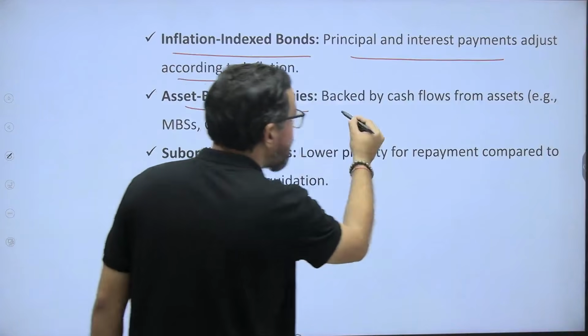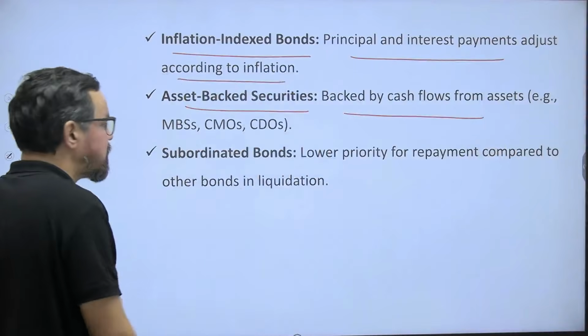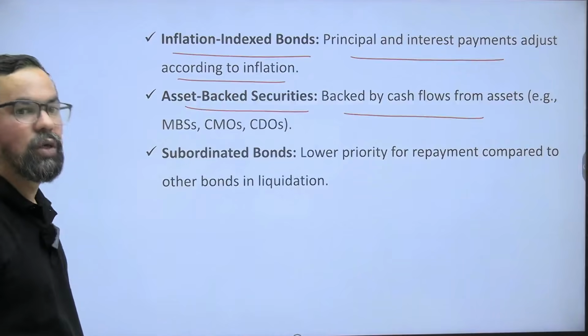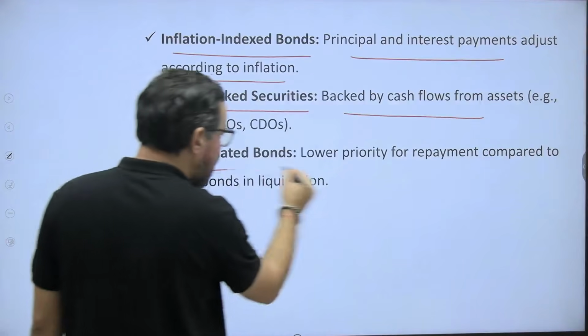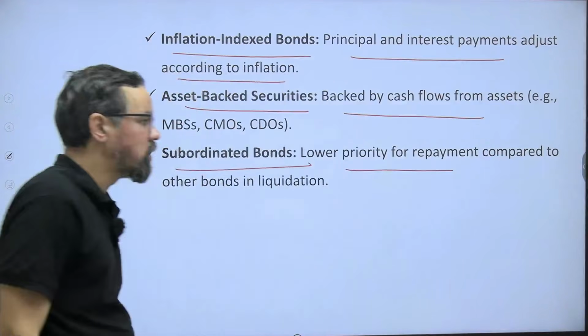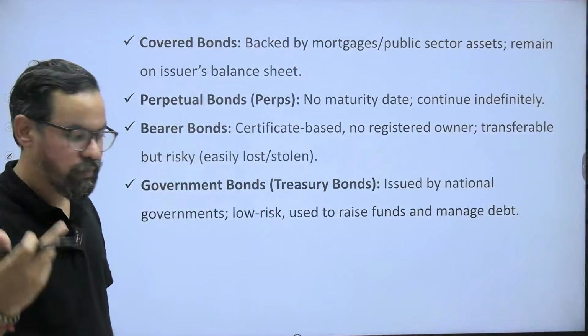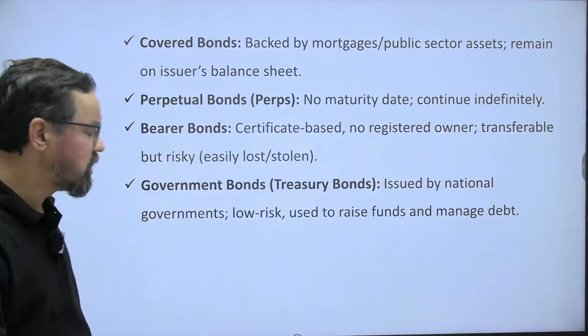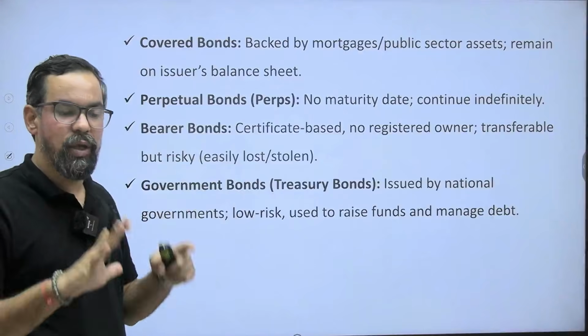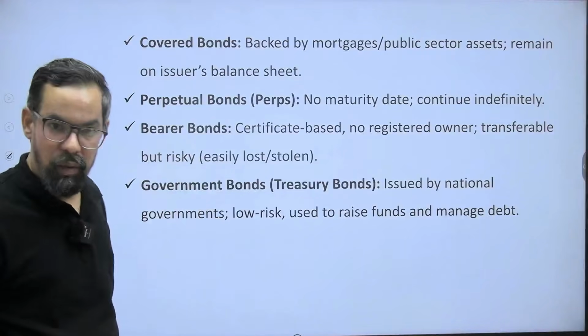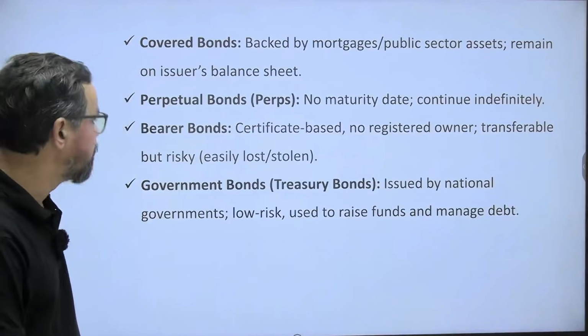Asset backed bonds are backed by the cash flow from the assets, so this is something like secured bonds. Subordinated bonds have lower priority for repayments compared to other debt. So they get secondary priority at the time of liquidation. After the company pays the primary debt, then the money will come to the subordinated holders. That's why they are risky.